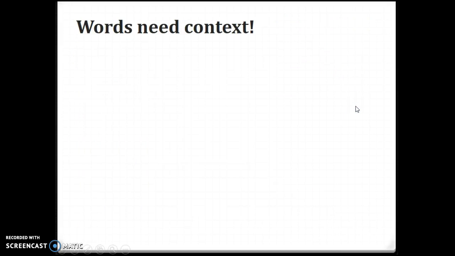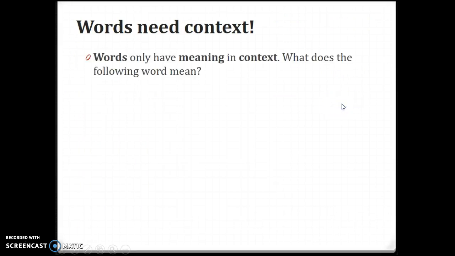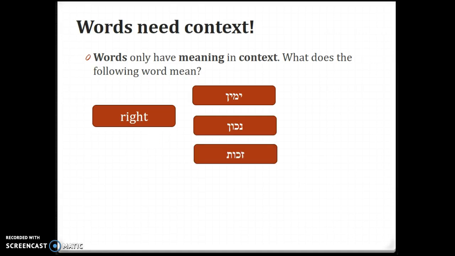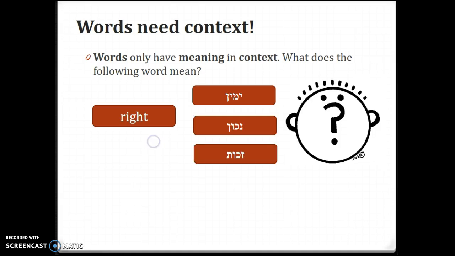And that's because words need context. Let's take a word that you know quite well. This word. And they ask you, what does it mean? Well, it could mean yamin. It could mean nachon. It could mean zchut. We don't know. The only way we'll know what that word means is by its context.